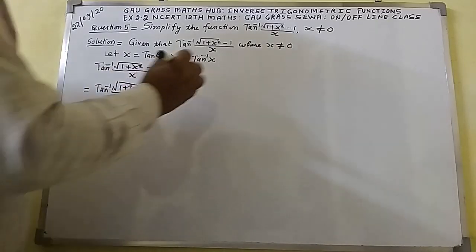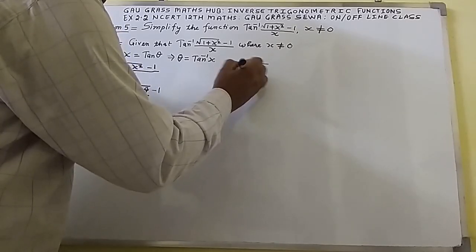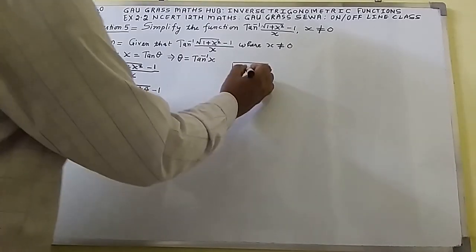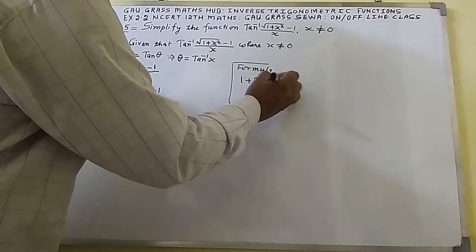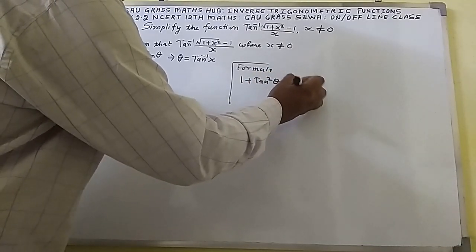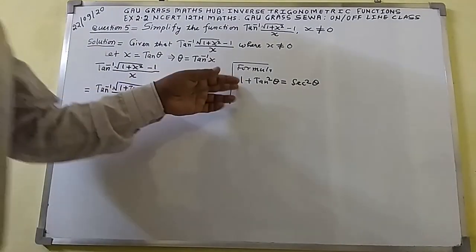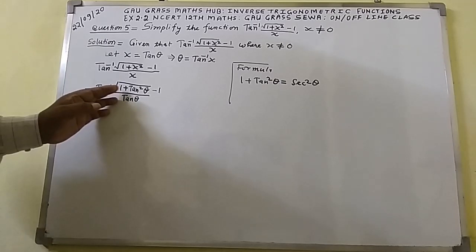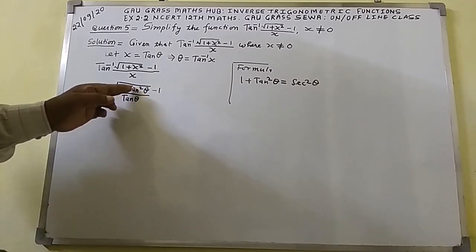You know the concept here, the formula. Trigonometry formula: 1 plus tan square theta equal to sec square theta. This is the formula. So here you can see under root 1 plus tan square theta; in place of 1 plus tan square theta, I can write sec square theta.